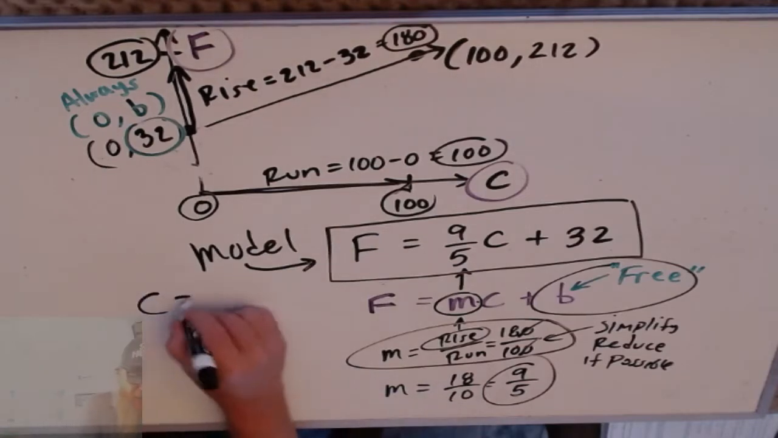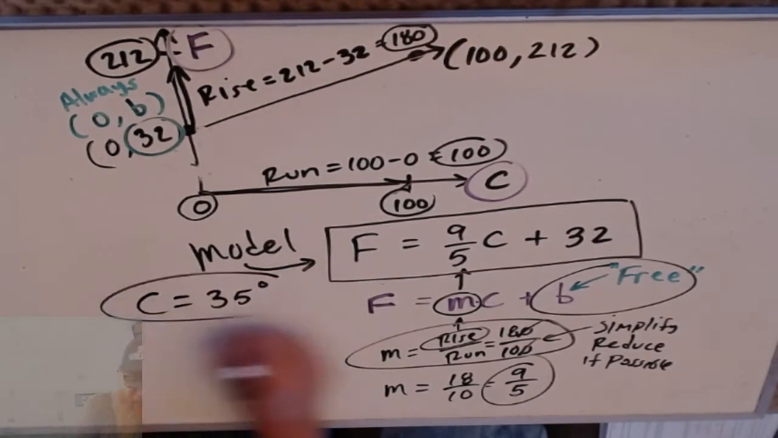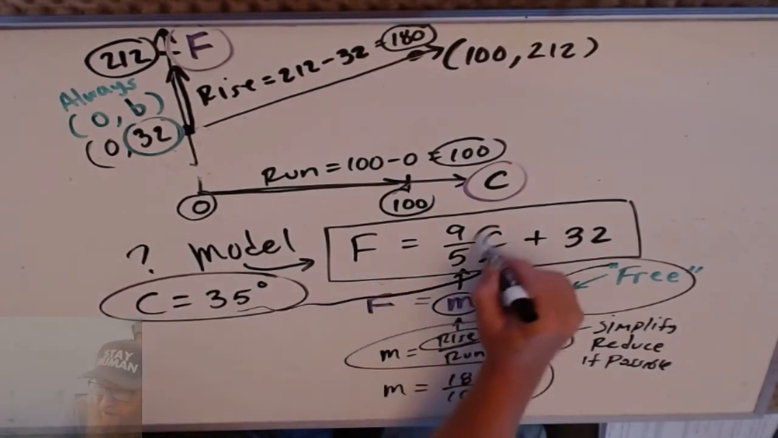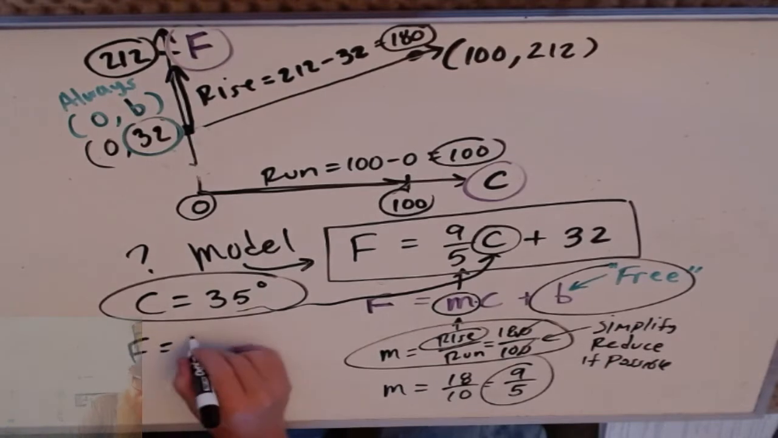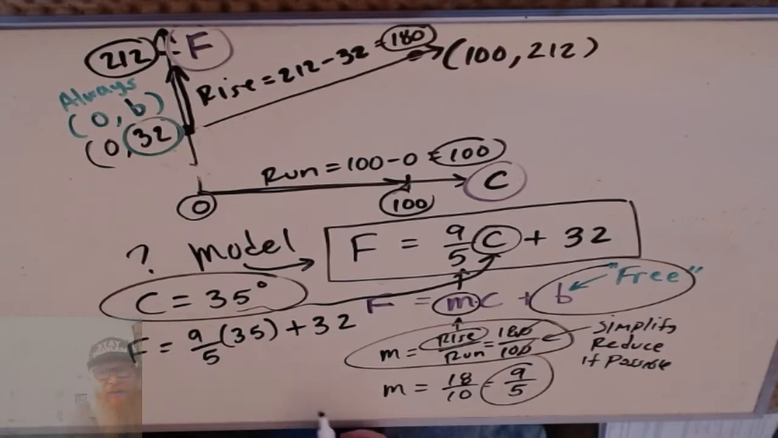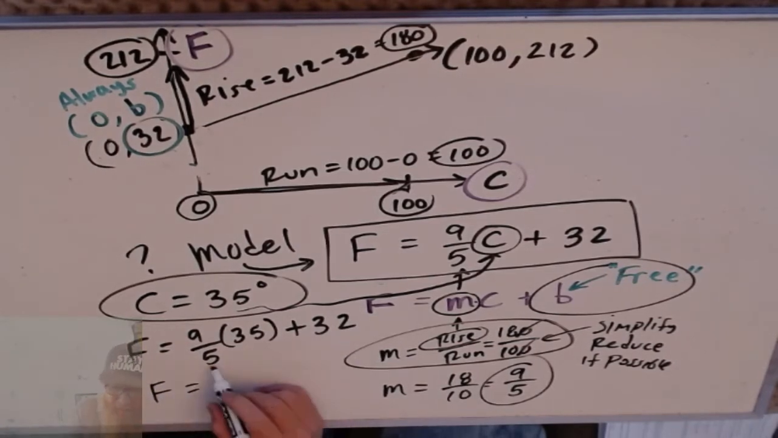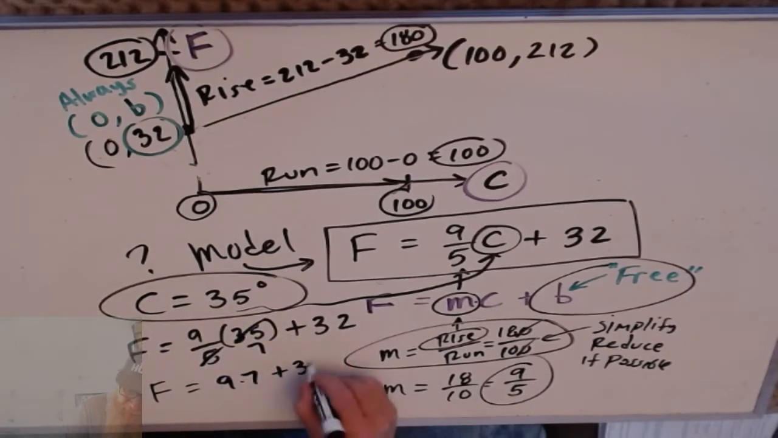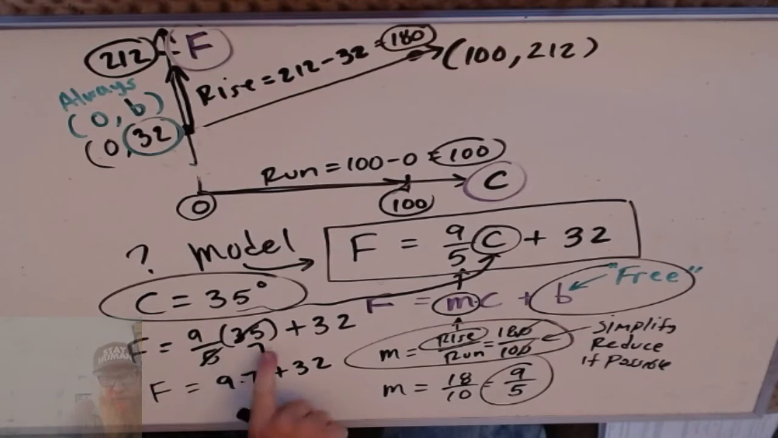Remember my question? My question was 35 degrees Celsius. That was what I was trying to figure out. So I'm going to plug in my 35 degrees Celsius, and this formula will automatically tell me what the Fahrenheit is. Just replace the C with 35. 5 goes into 35 7 times. So that becomes 9 times 7. Make sure it's 9 times 7 and not 9 divided by 7.